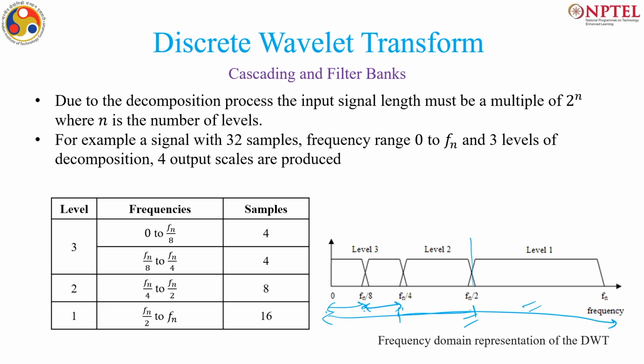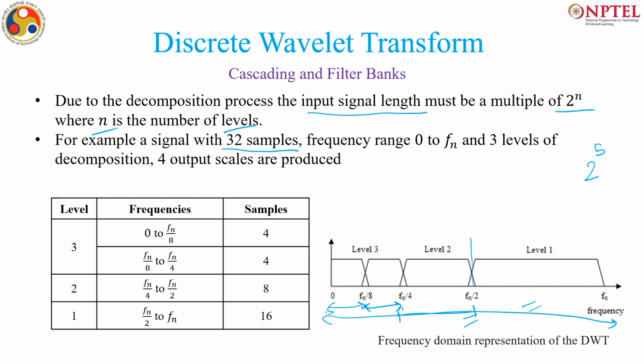So, the signal length should be a multiple of 2 power n, where n is your number of levels. If you do not have that, you can pad your signal with zeros. So, for example, if a signal has 32 samples, 32 means 2 power 5. So, effectively we will have 5 levels. Here I have shown 3 levels.